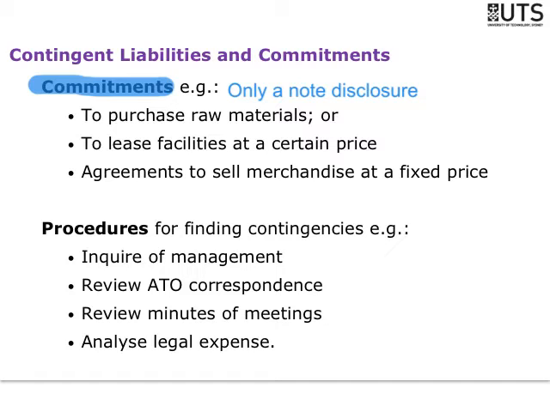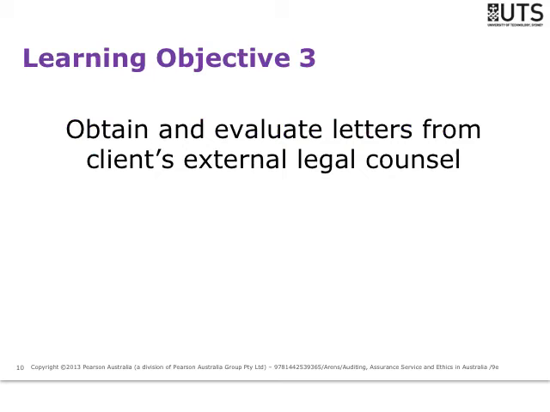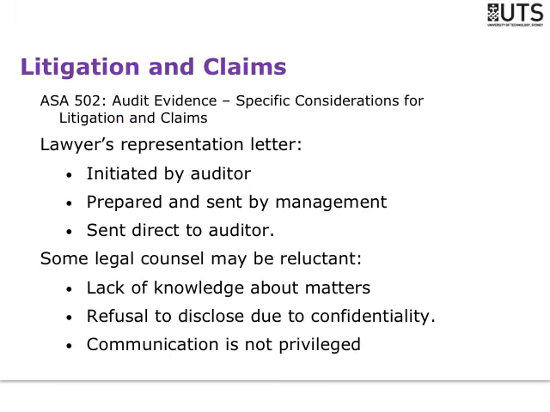So you're required to identify these and include them on the financial statement if they will affect decision making, right? If they will affect how shareholders perceive the company. Okay, learning objective 3 is to obtain and evaluate letters from the client's external legal counsel. Okay, so if we want to figure out the likelihood of any litigation or any potential litigation claims, we need to seek legal counsel of the client.